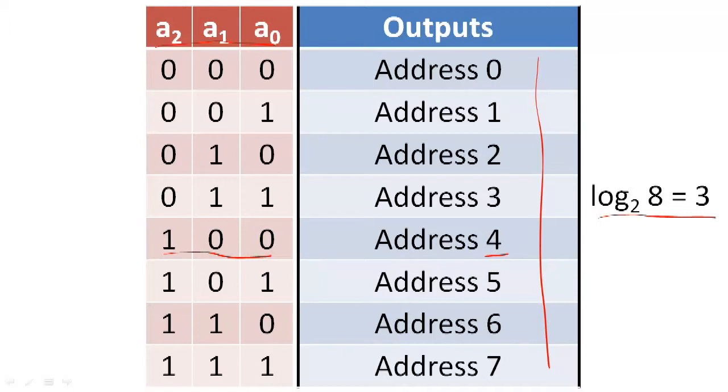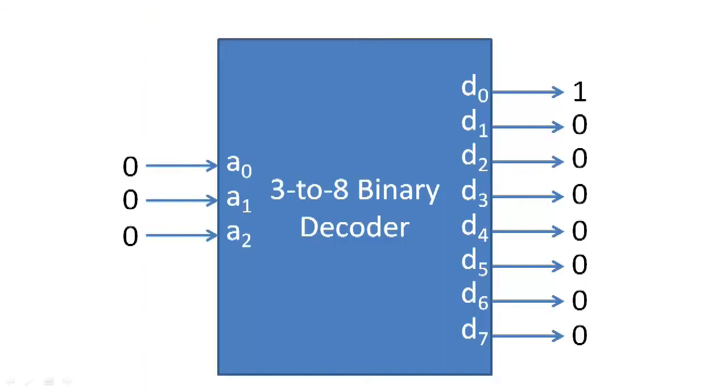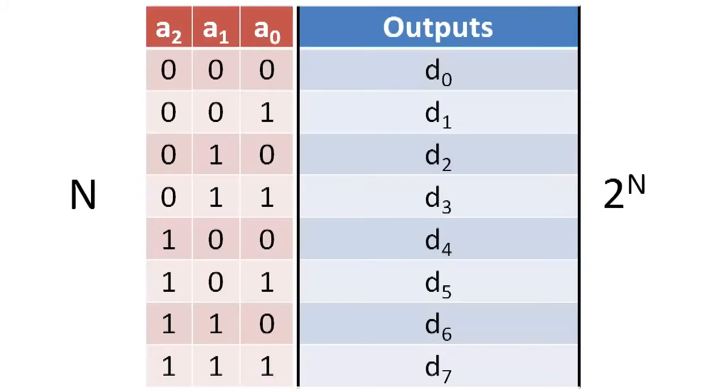Now what we want to create is a decoder circuit that will send a high voltage out on one line at a time so that exactly one address is activated at a time. So our binary decoder will have n inputs and 2 to the n outputs.